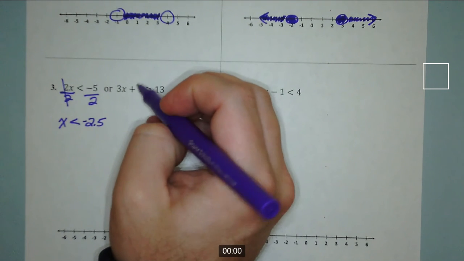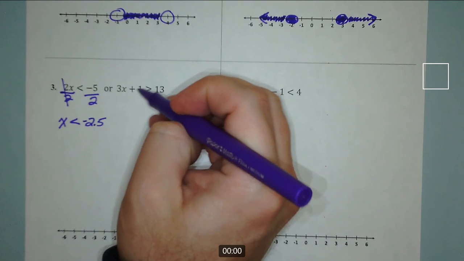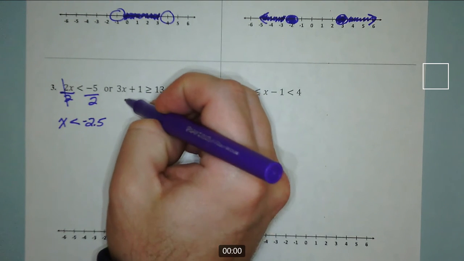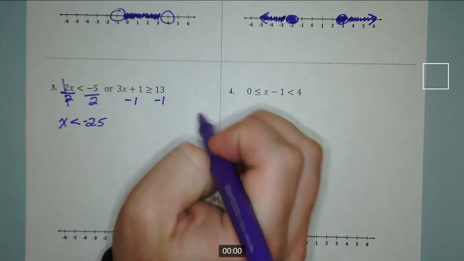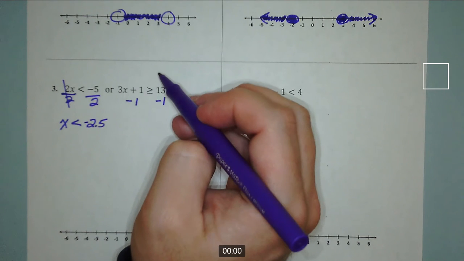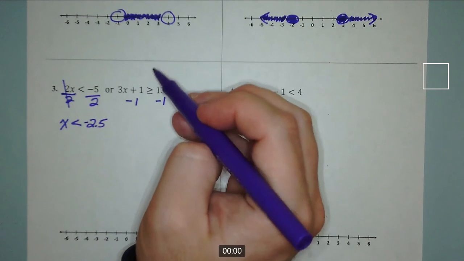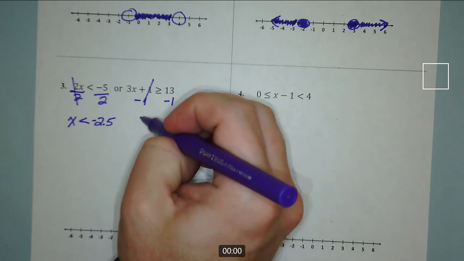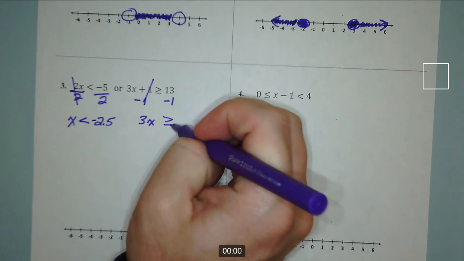Close, really close. We are going to work on the 1, but we have to do the opposite to get rid of it. So, getting better. We would have to subtract 1. Or maybe I misheard you. But we have to subtract 1 from both sides. So 3x now is greater than or equal to 12.